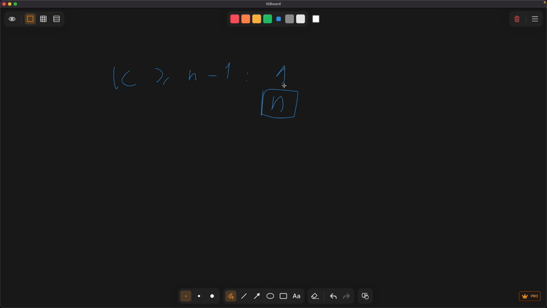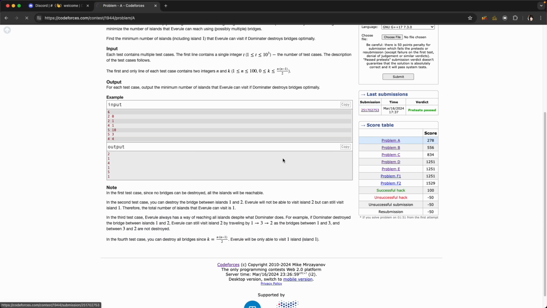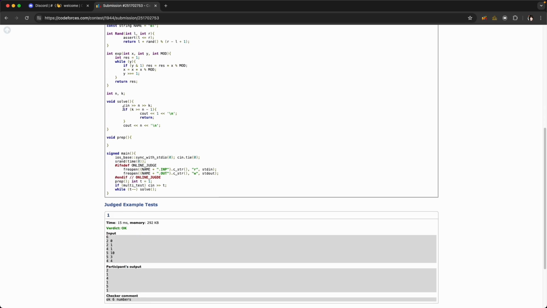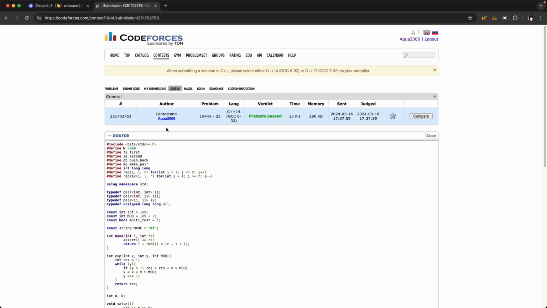This is my code. I check if k is larger than or equal to n minus 1, and I print 1, otherwise I print n. Okay, so this is the end of the first problem.